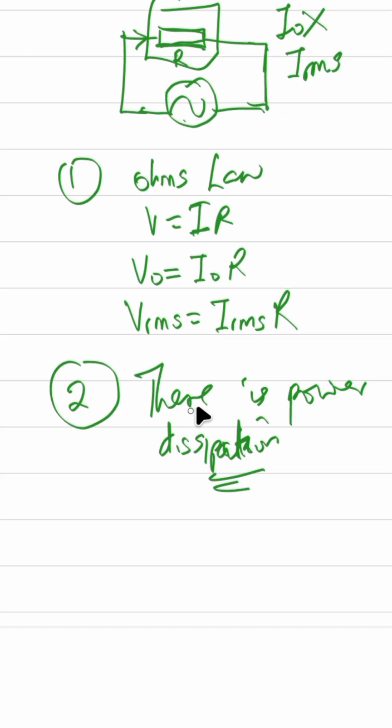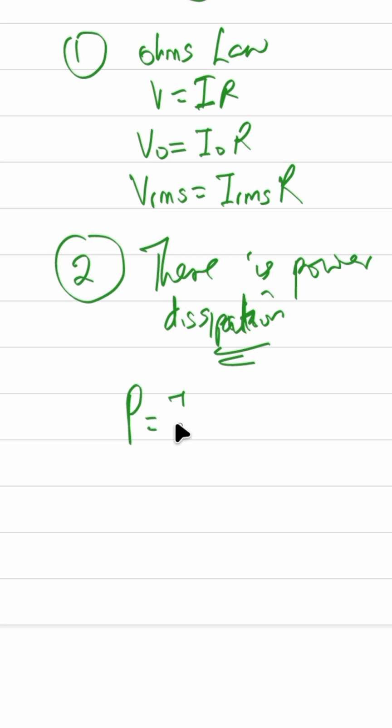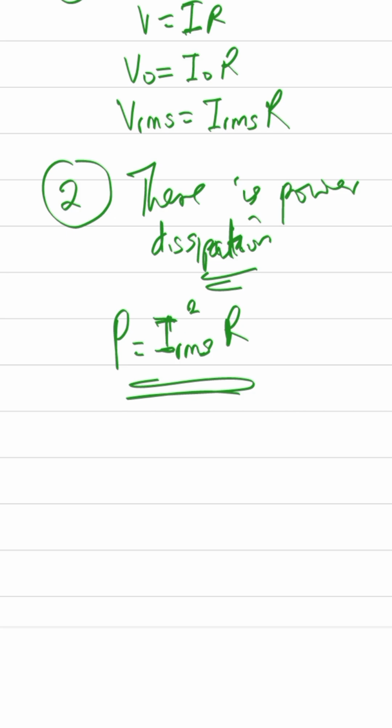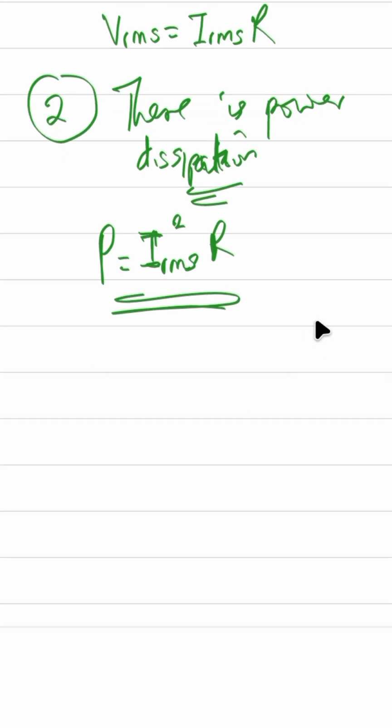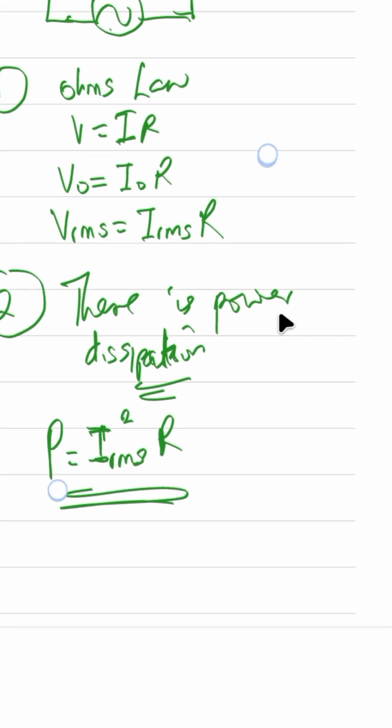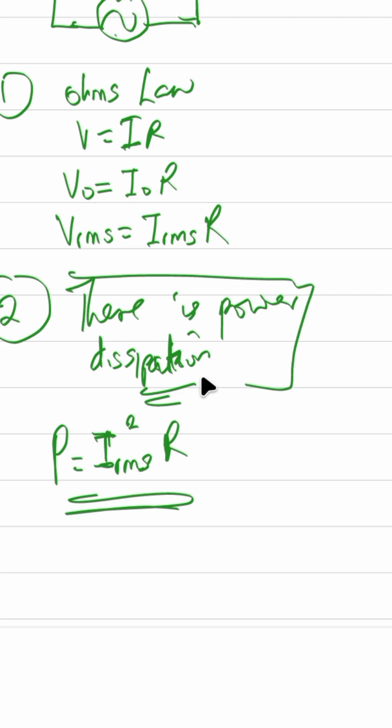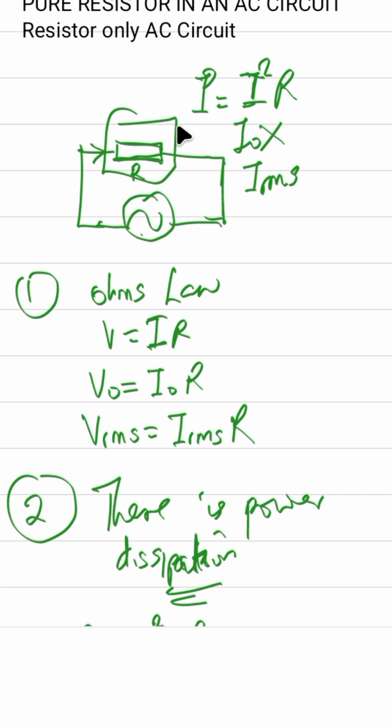So the power in this case will be the I RMS value, square it, then multiply by the resistance. Power is I squared R normally. So the power will be the I RMS value squared, then multiplied by the resistance. Okay, hope you understand that one. So there is power dissipation because it is only a resistor circuit that dissipates power, in the sense that after a while this resistor will become hot.